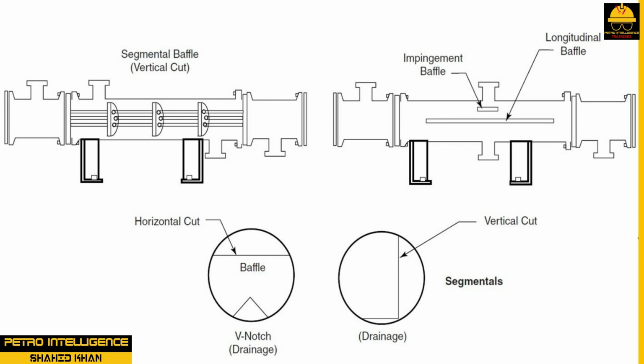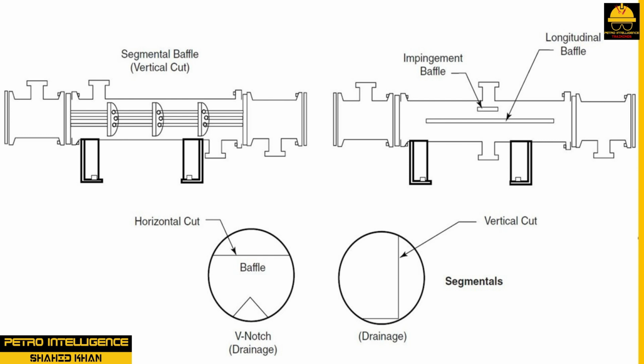Impingement baffles are used to protect tubing from direct fluid impact. In some systems, high-pressure steam is admitted into the shell side. An impingement baffle, placed over the tubes, will deflect the steam as it enters the exchanger, thereby preventing cutting, pitting, and erosion problems in the tubes.